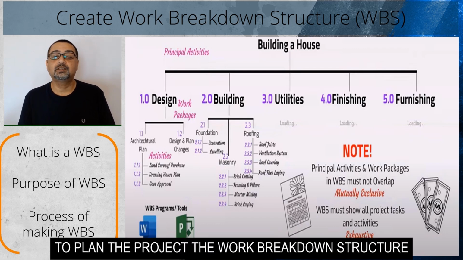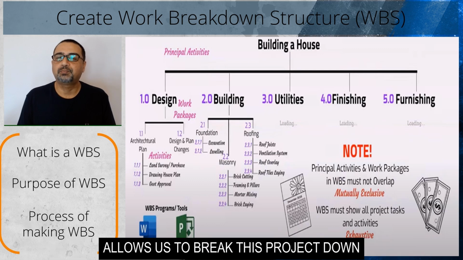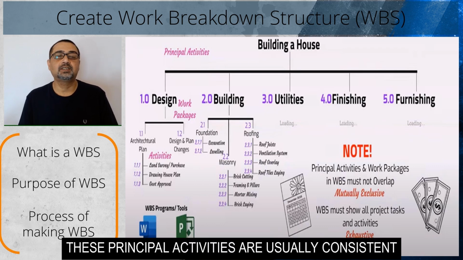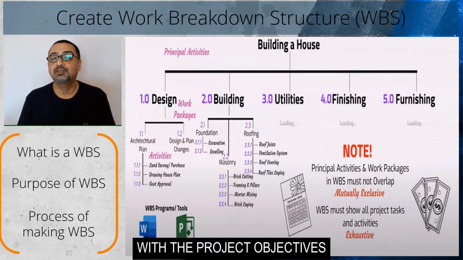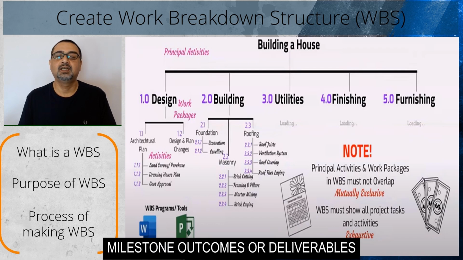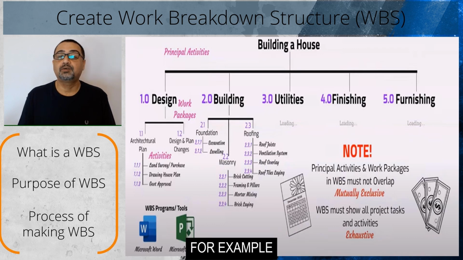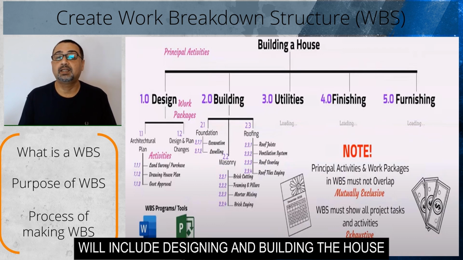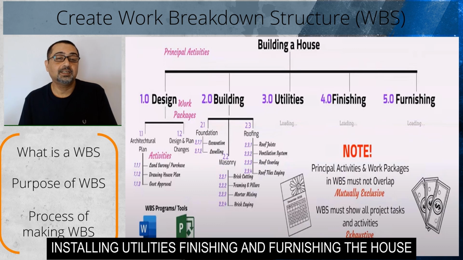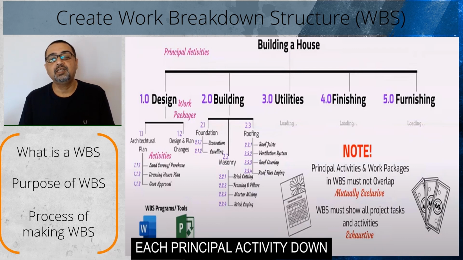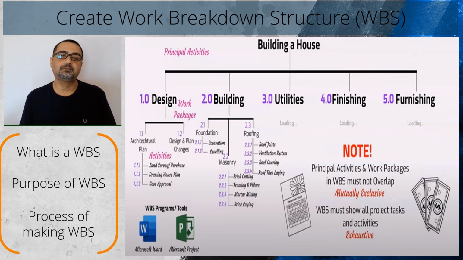To plan the project, the work breakdown structure allows us to break this project down into work streams, tasks, or principal activities. These principal activities are usually consistent with the project objectives, milestone outcomes, or deliverables. The deliverables for the project, for example, will include designing and building the house, installing utilities, and finishing and furnishing the house. After doing this, we then go further to break each principal activity down.